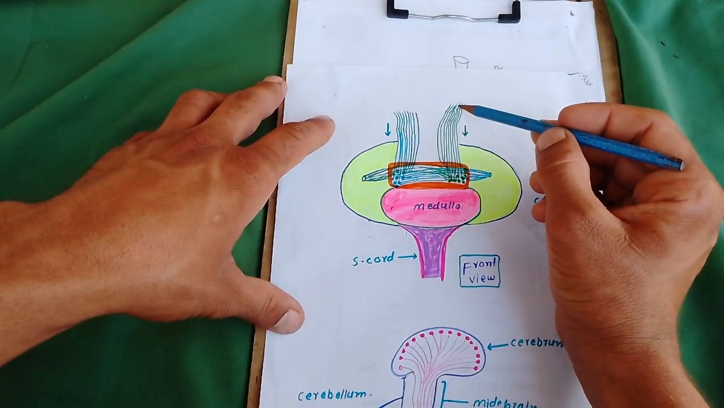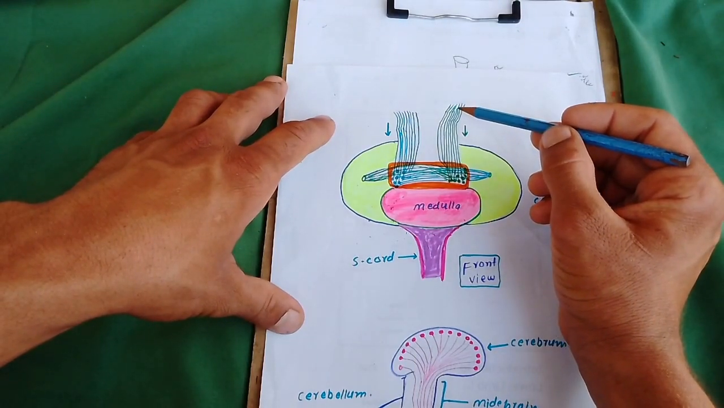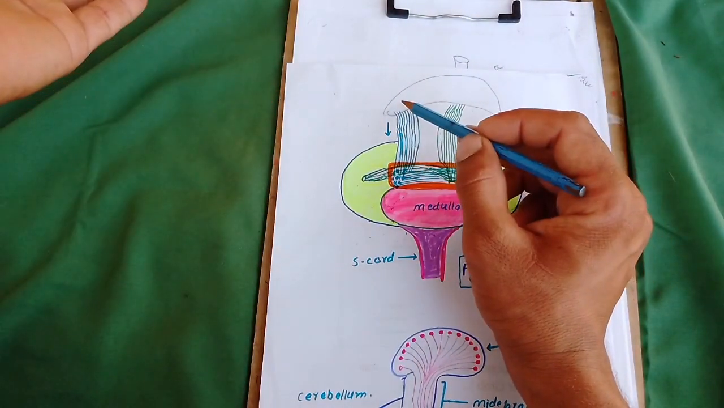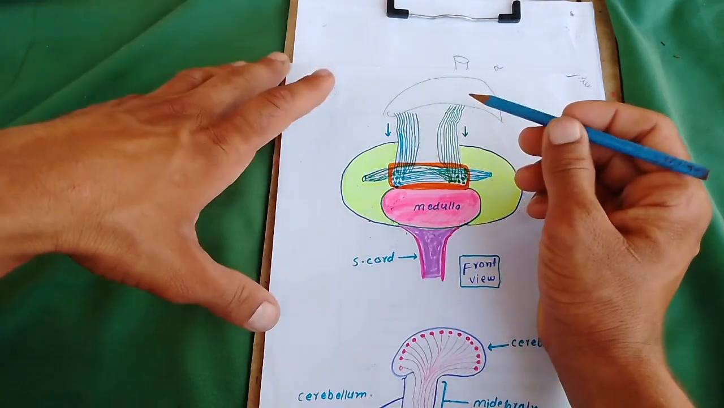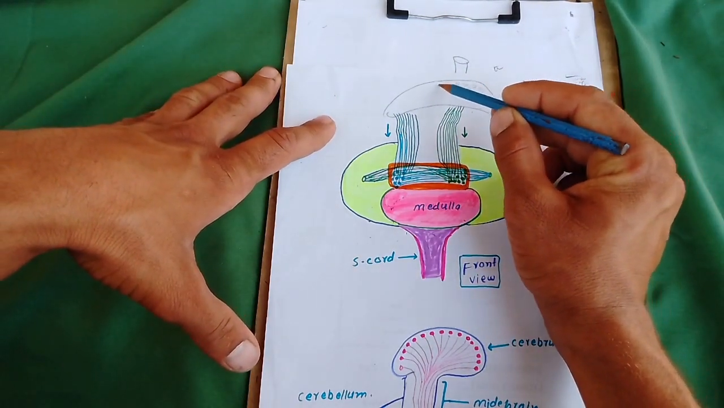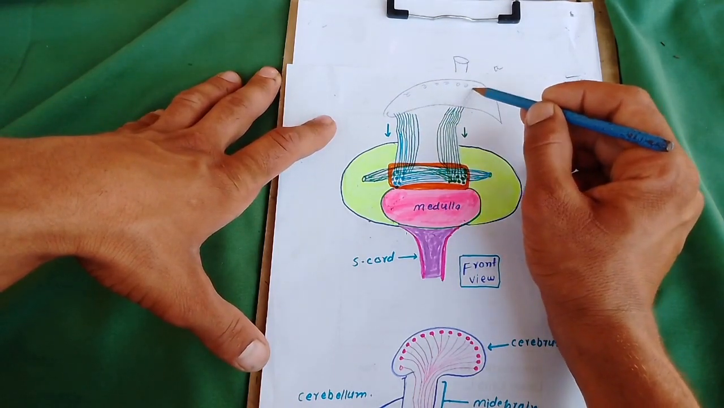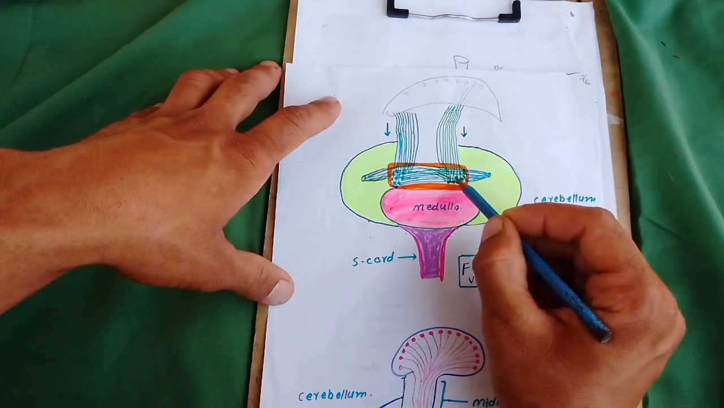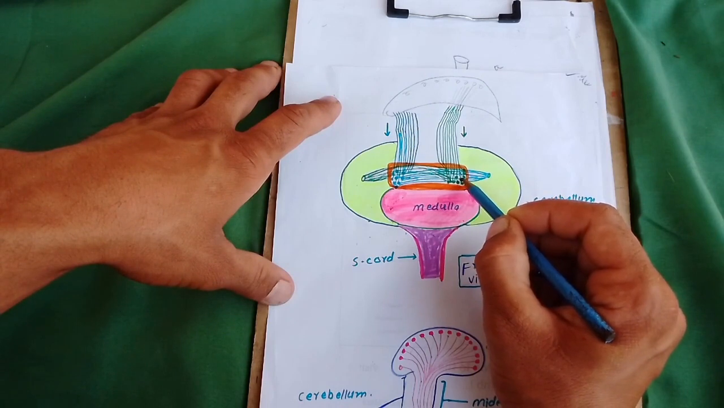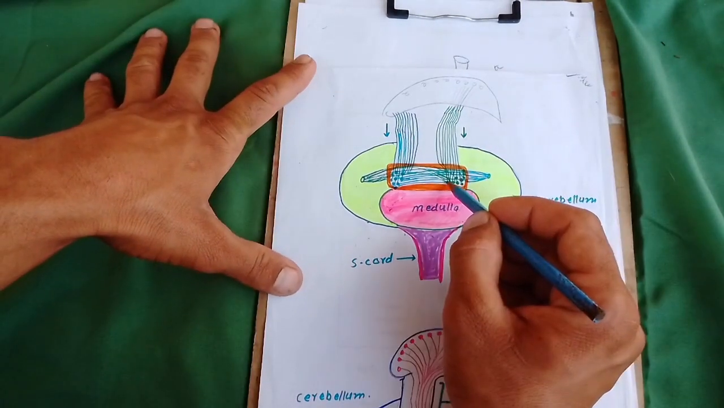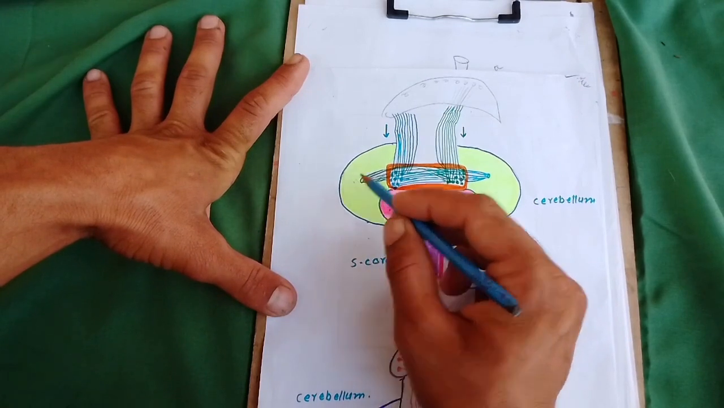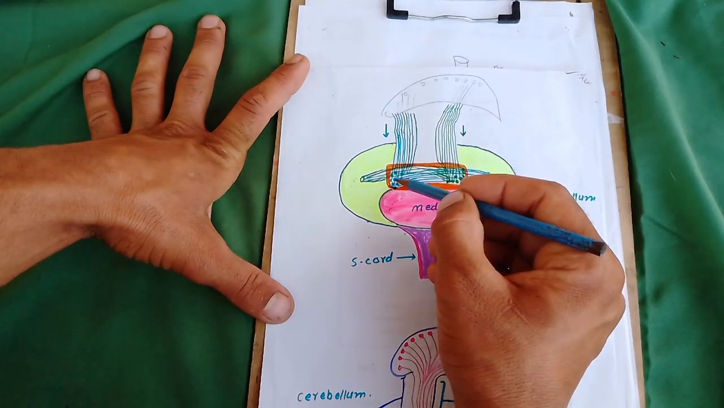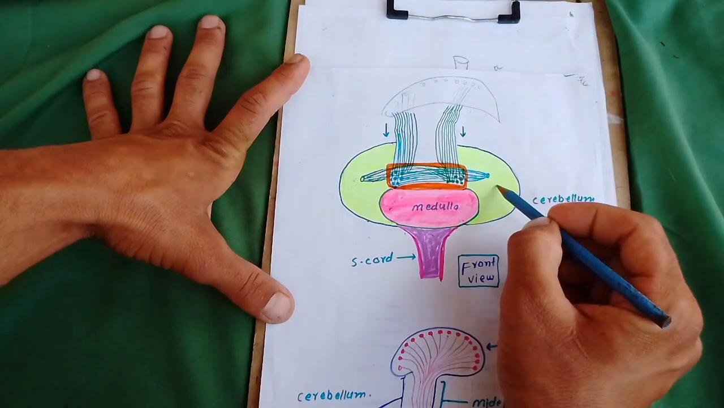Look at this one. As we know, our right cerebrum controls the left body part, and the left cerebrum controls the right body part. There are nuclei present in the cerebrum. The fiber coming from the left side goes toward the left side of the pons. There are cell body nuclei present there, and then this fiber goes toward the right cerebellum. And the fiber coming from the right cerebrum goes to the pons, and then this fiber goes to the left cerebellum.